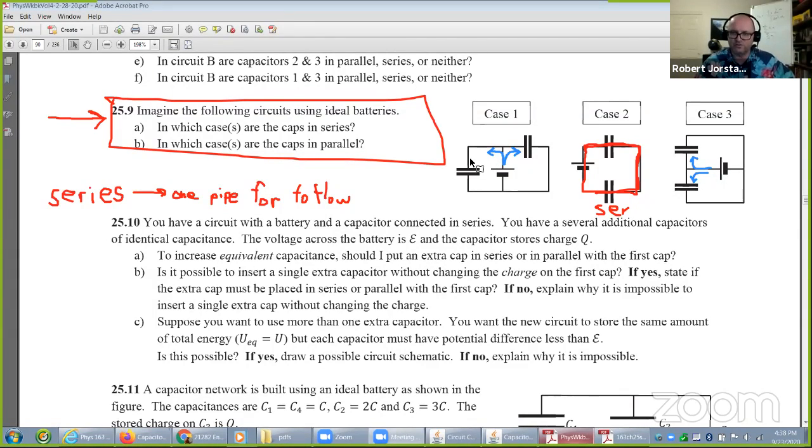Again, if there's two branches to the circuit, that's a sign it might be in parallel. We've seen more complicated circuits, and we'll look at one next. But for this case, that's the answers. So the blue ones there are parallel. So this would be parallel, and this would be parallel.